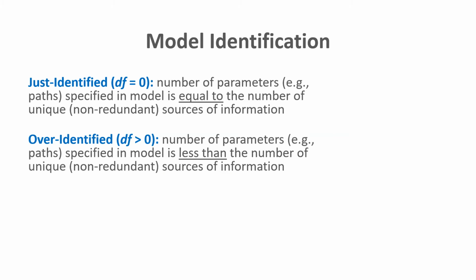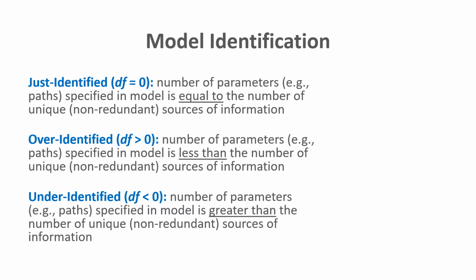Now, with an over-identified model, our degrees of freedom for the model is going to be greater than 0. What this means more specifically is that the number of parameters that we've specified in the model is less than the number of unique or non-redundant sources of information that we have access to in estimating the model.